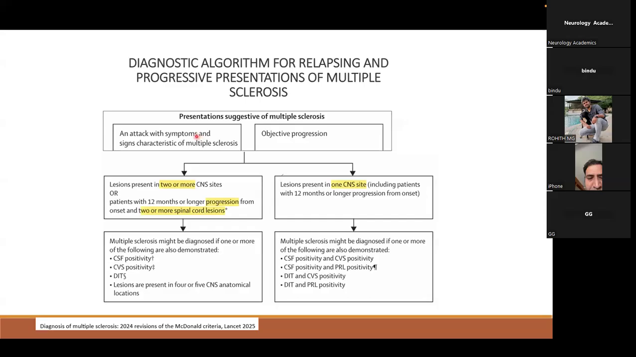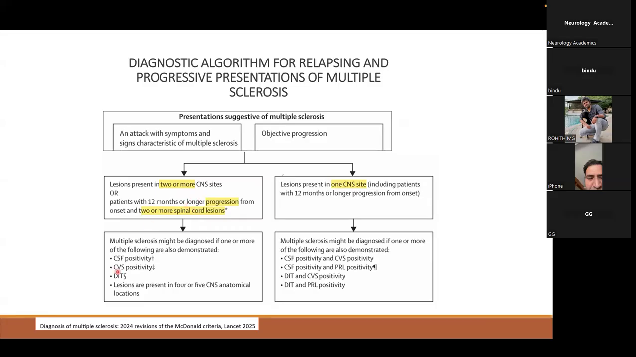So the patient coming with an MS typical attack, or the patient with an objective progression, the lesion can be present or not. If there are no lesions, we cannot diagnose according to McDonald. If there is one, the patient can have a lesion at one anatomical location or 2 or more anatomical locations. So if there are lesions at 2 or more anatomical locations, dissemination in space is there. And for progressive MS, if there are 2 spinal lesions, dissemination in space is there.